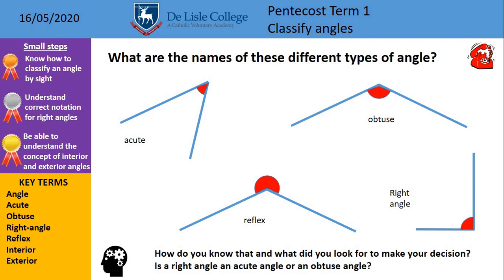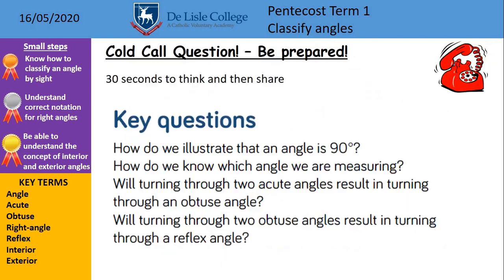Okay, and is a right angle an acute angle or obtuse angle? It is neither. It's classed as a right angle only. Right angle means it is exactly 90 degrees. To be an acute, it must be less than 90, and to be an obtuse, it must be more than 90, and then less than 180 degrees.